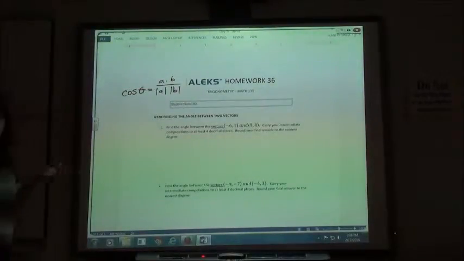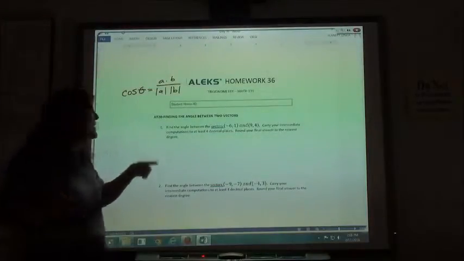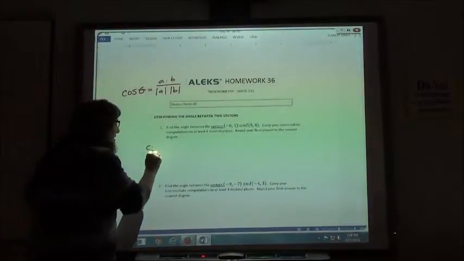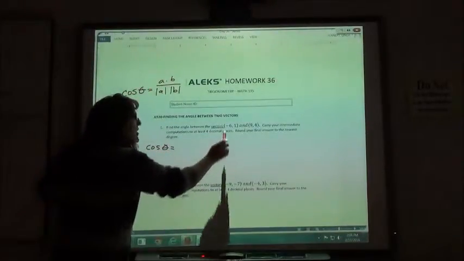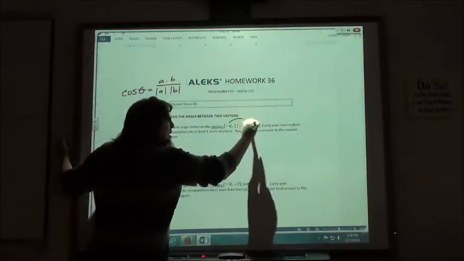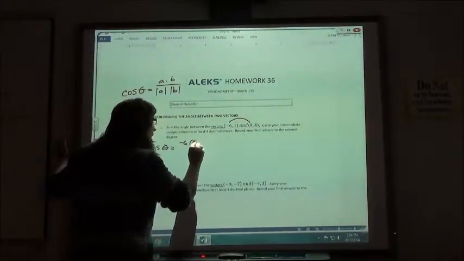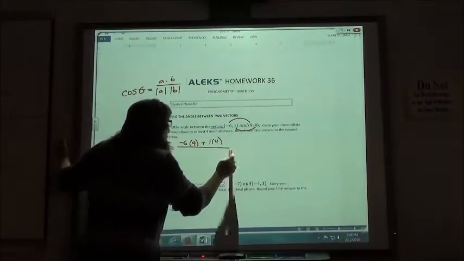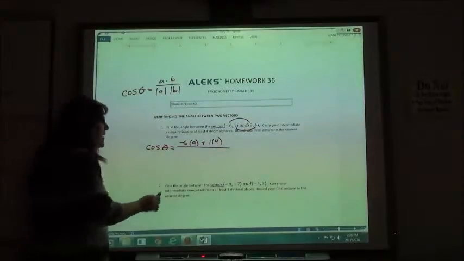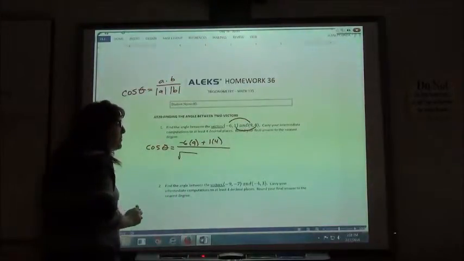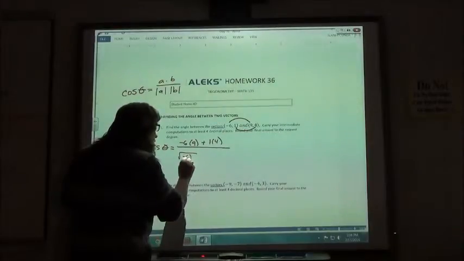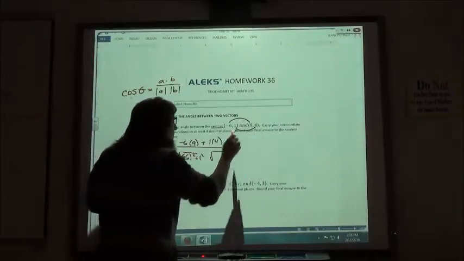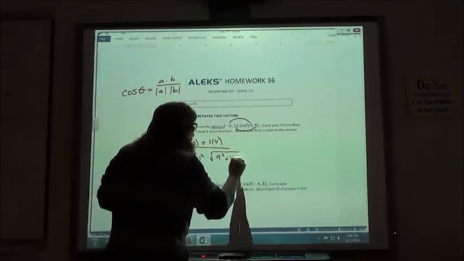If you really want to know how they came up with that, you can read the Alex explanation that explains how they came up with the formula, but that's what we're going to do. So we're going to say that the cosine of theta is equal to the dot product. So the dot product meant we took the negative 6 times the 9 plus the 1 times the 4 over the magnitude of each of those. So for the magnitude, we did the square root of a squared plus b squared. So I would have the square root of negative 6 squared plus 1 squared times the square root of 9 squared plus 4 squared.